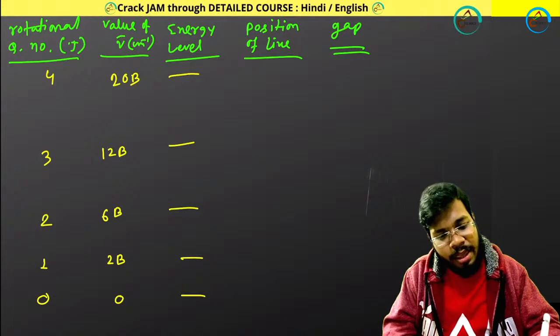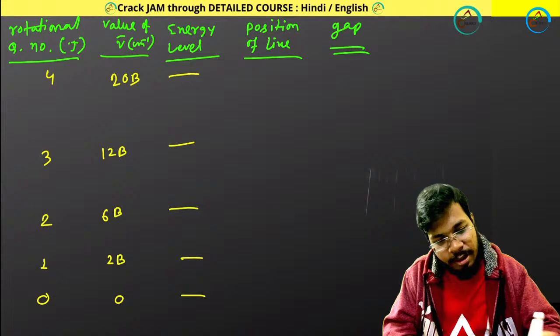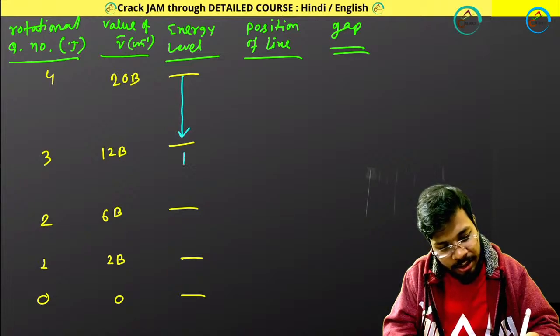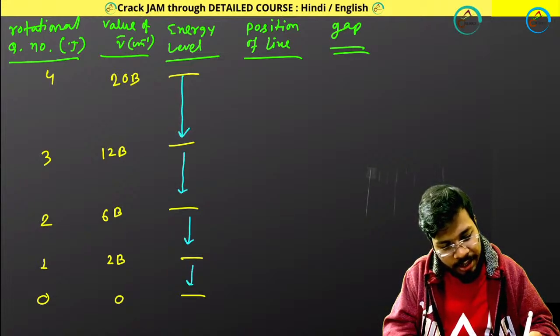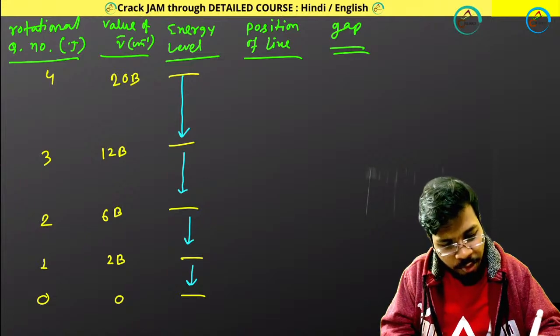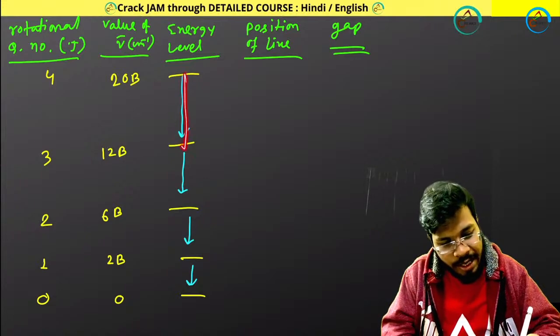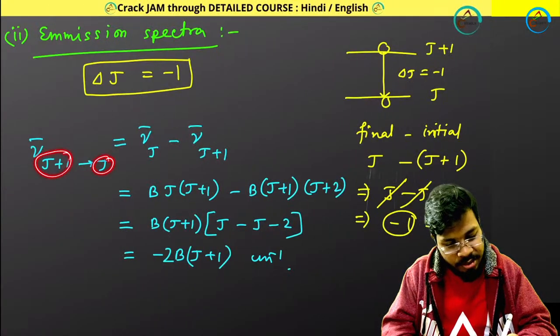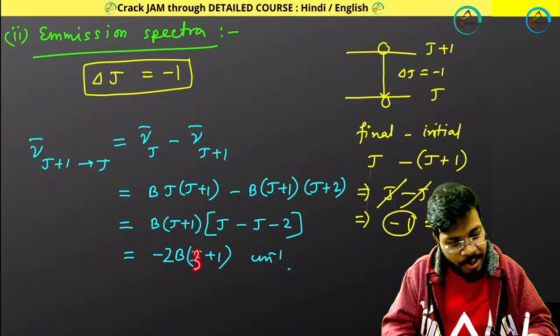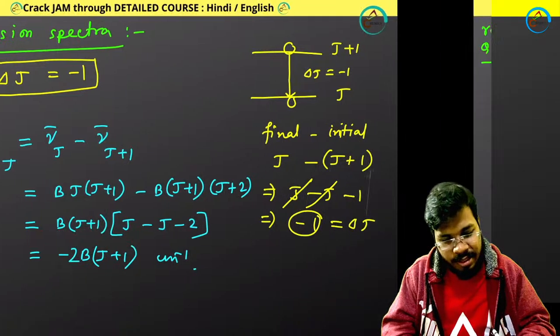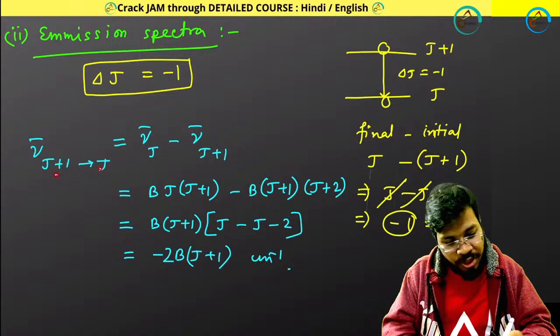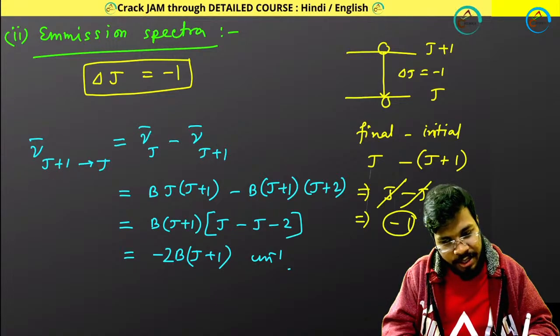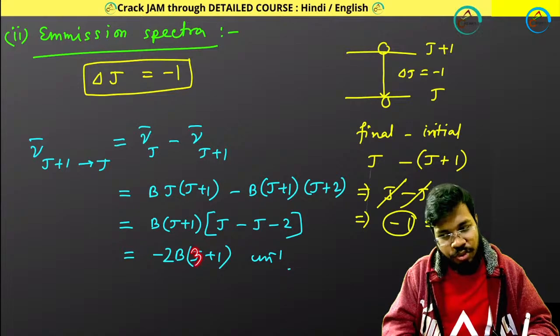After that, now you are talking about emission. That means the molecule will jump from here to there, here to there, here to there. And what is the energy gap? What will be the position? So if it is going from 4 to 3, the J value is 3. So if you put 3 plus 1, 2, 6, minus 6B. 4 to 3. If you put 4 to 3 here, it will become what?